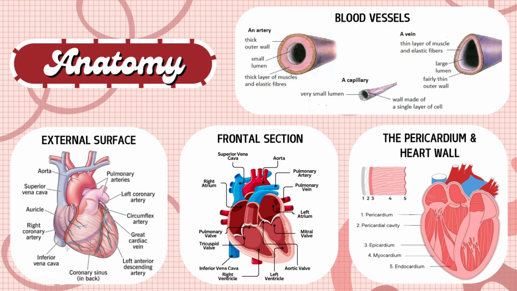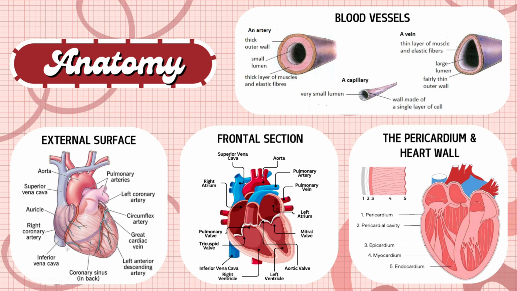There are two main coronary arteries, the left coronary artery and the right coronary artery. The left coronary artery branches into the left anterior descending artery and the left circumflex artery, supplying blood to the left side of the heart, including the left atrium, left ventricle, and part of the interventricular septum. The right coronary artery supplies blood to the right side of the heart, including the right atrium, right ventricle, and part of the interventricular septum.